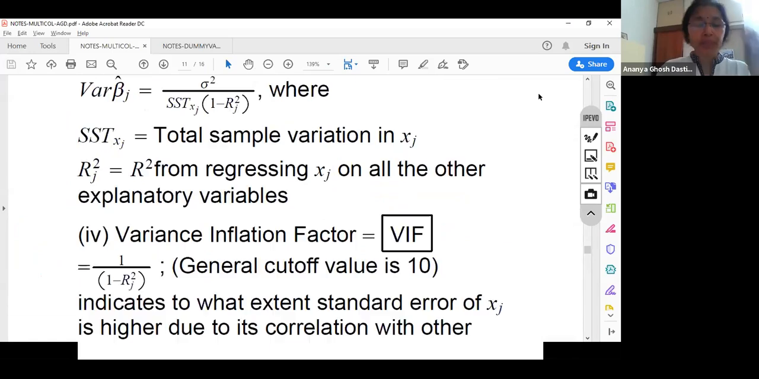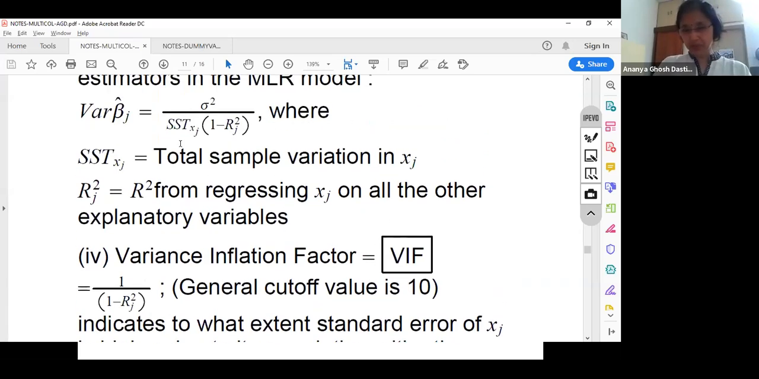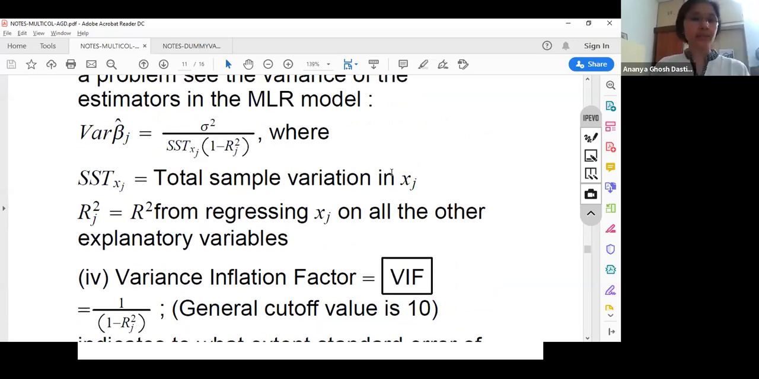Okay, so while I'm on the topic of multicollinearity, let me tell you that very often we talk about something called the variance inflation factor. So let me take you back to this. Appreciate where multicollinearity is actually coming in. Multicollinearity is actually coming in the variance of our estimators, right?